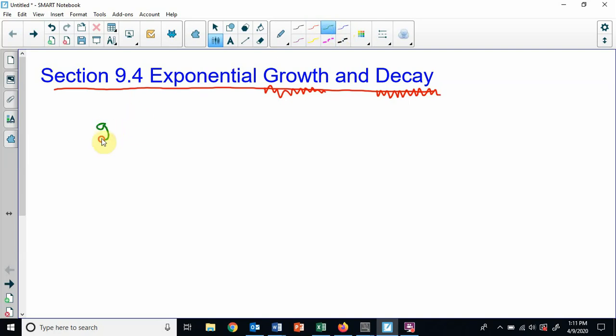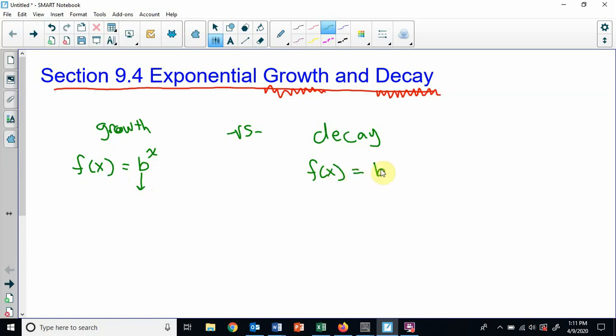I do want to say that we did mention this last lesson. So let's get growth versus decay. I would like to first write what the equation would look like. Now the textbook is going to tell you that it'll look like this: b to the x, and it all depends on what this b value is. That's whether you have growth or decay.